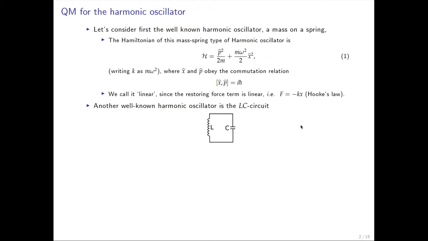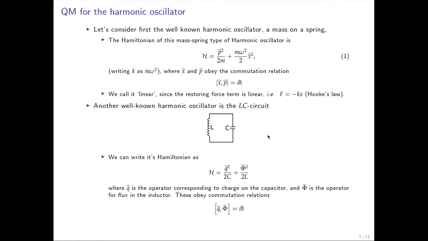What you may not have seen before, though, is another type of well-known harmonic oscillator. Probably you saw this in circuits if you ever took a class on circuit theory. And another well-known harmonic oscillator, of course, is the so-called LC circuit. Basically, you have an inductor L connected to a capacitor, and you look at the charge on the capacitor, and if you remember, it classically behaves very much like a mass on the spring.